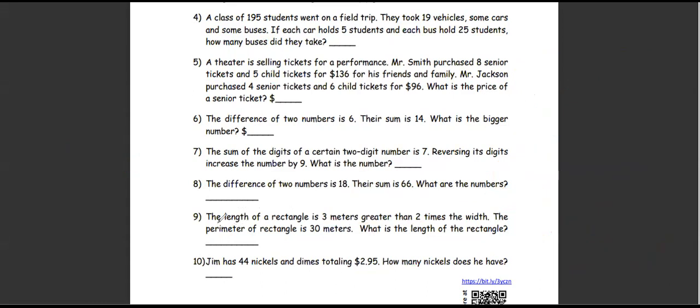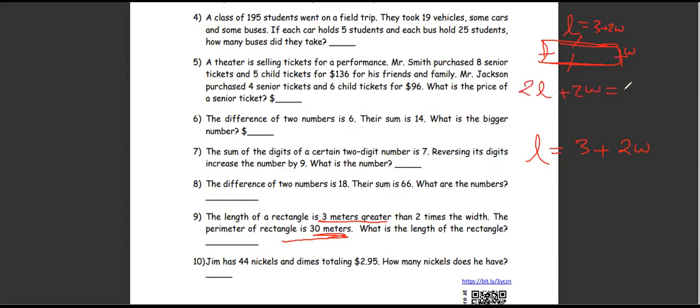So let's move on. The length of a rectangle is 3 meters greater than 2 times the width. We have a rectangle, which contains length and width. The question says that the length is 3 greater than 2 times the width. So this length is 3 plus 2w. The perimeter of the rectangle is 30 meters. So this side plus this side plus this side plus this side is 30 meters. We actually have 2 from this side and 2 from this side. So let's say 2L plus 2W equals 30 meters.